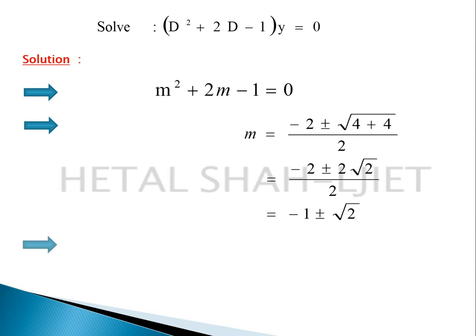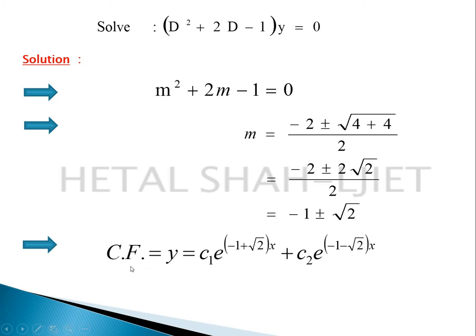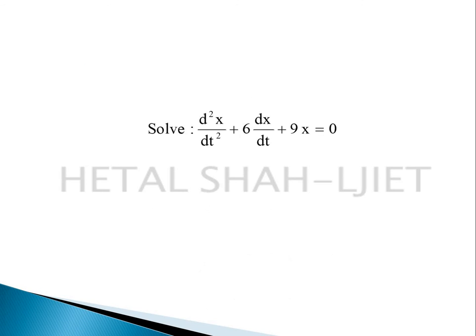Both roots are real. Okay, so we can write the complementary function or solution as per case 1, that is c1 e raised to (minus 1 plus root 2) into x plus c2 e raised to (minus 1 minus root 2) into x.